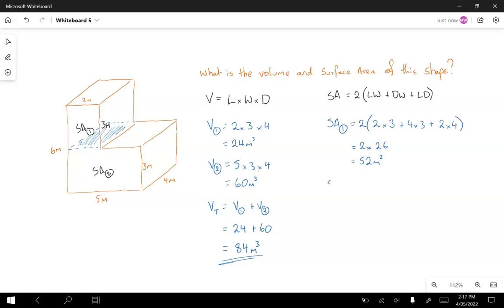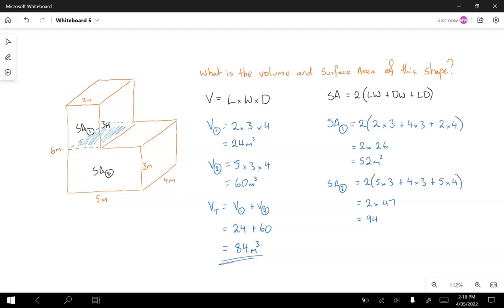And then we've got surface area 2, and this is going to be double the length times the width, so 5 by 3, the depth by the width, so 4 by 3, and the length by the depth, which is 5 by 4. So we've got double 15 plus 12 makes 27, plus another 20 makes 47. So that one will be 94.